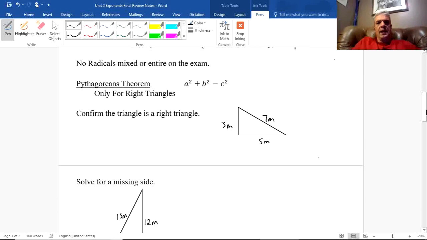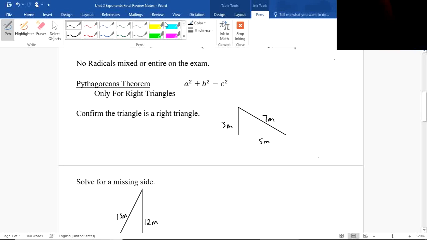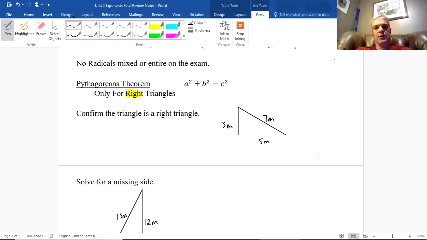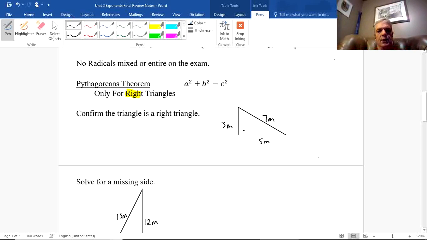Then we came to Pythagorean's theorem, which really is key, something you really have to keep in mind, and I think most kids know this, it's only for right triangles, okay? So it does not apply to triangles that are not right triangles, so we have to wonder if they are.